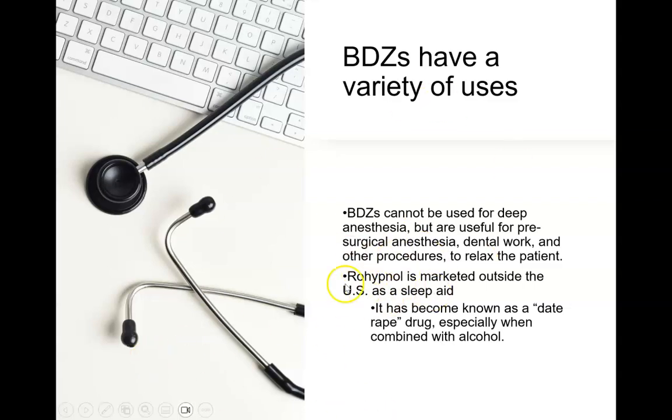Another example of a benzodiazepine is Rohypnol. And it's actually marketed outside of the United States as a sleep aid. The problem is Rohypnol in particular is what is known as roofies as a slang term, and it's become known as a date rape drug, especially when it's combined with alcohol, because again, benzodiazepines are depressants and have similar effects to alcohol. Never take a benzodiazepine with alcohol. It's just a bad deal.